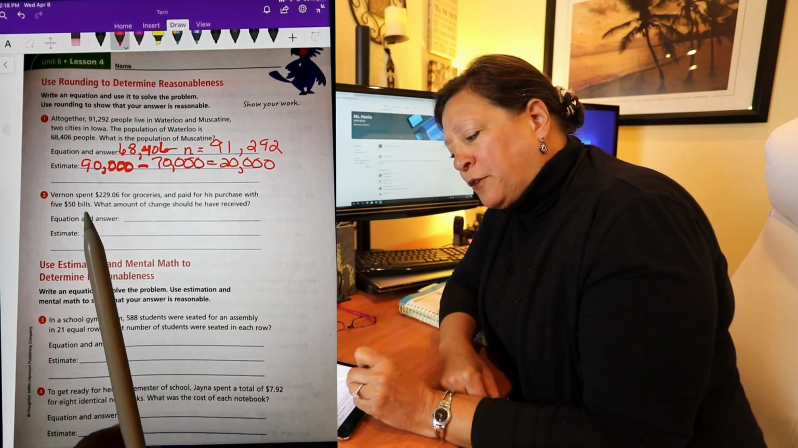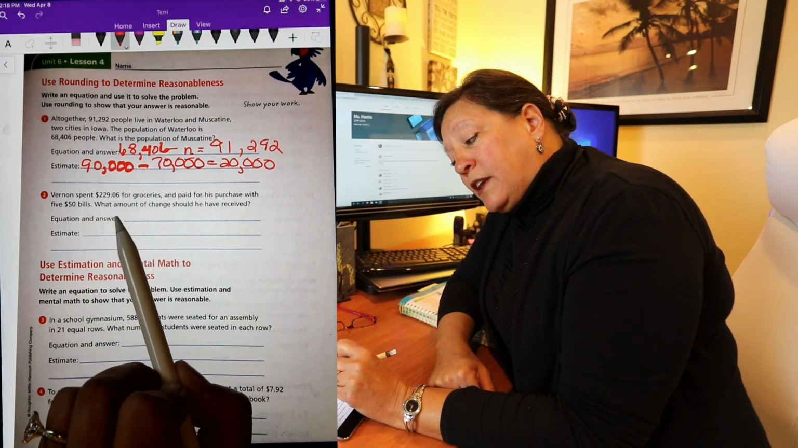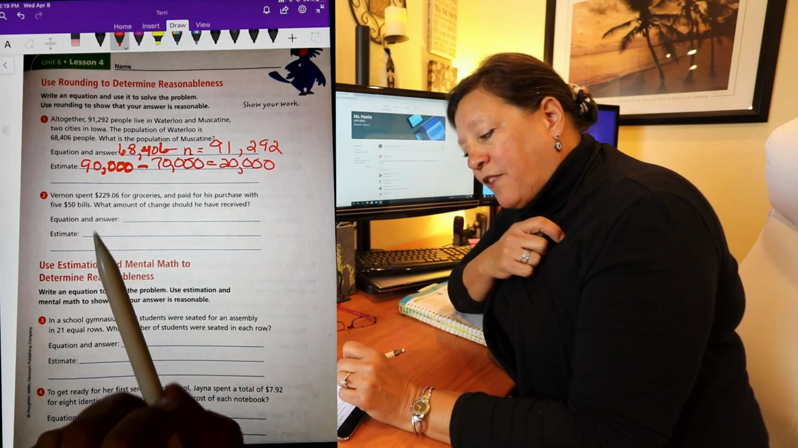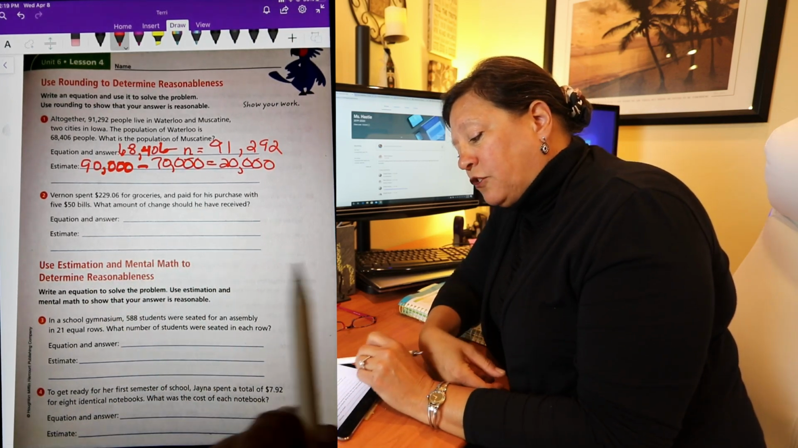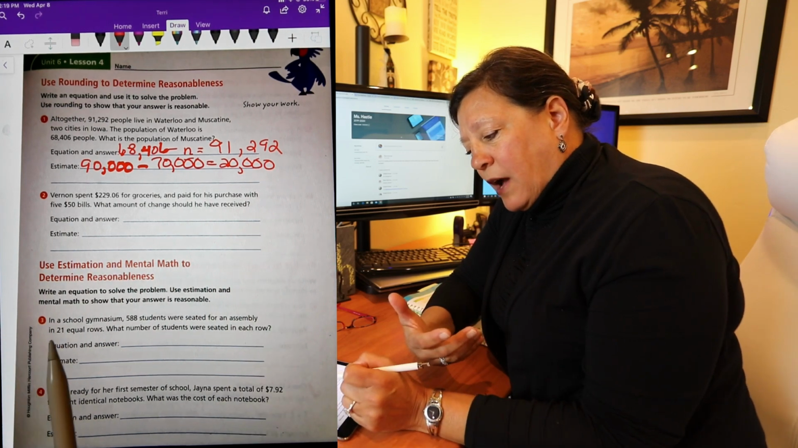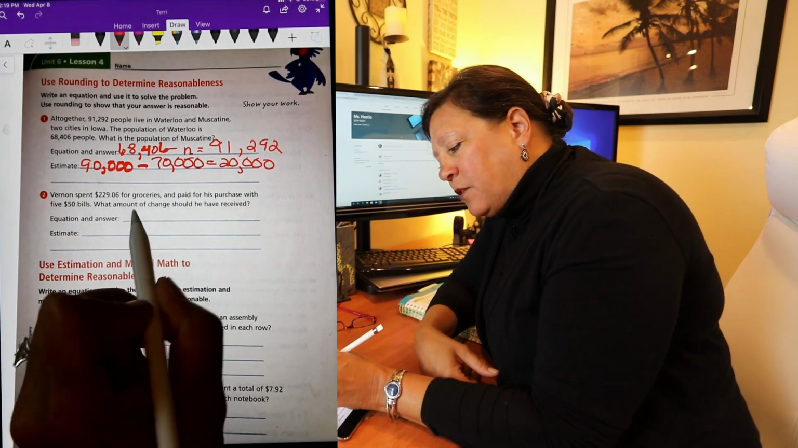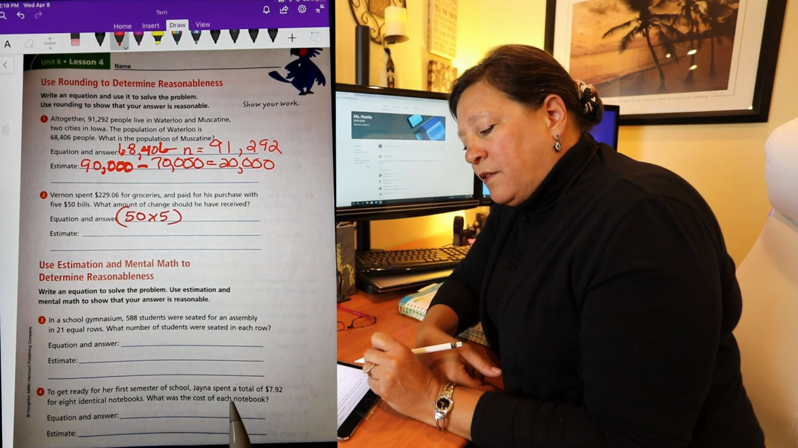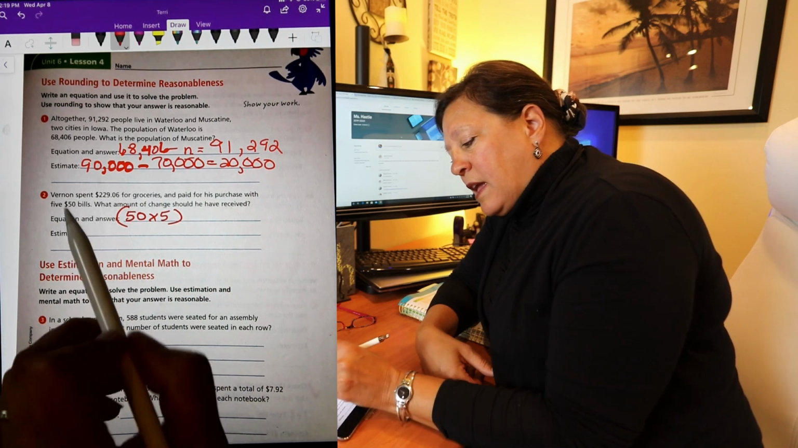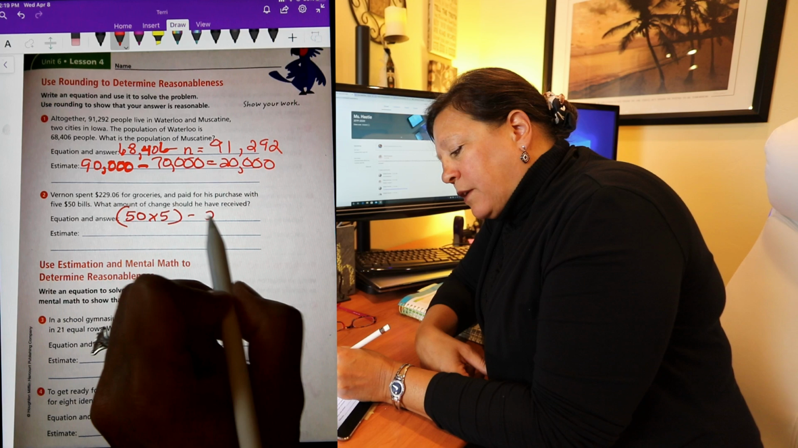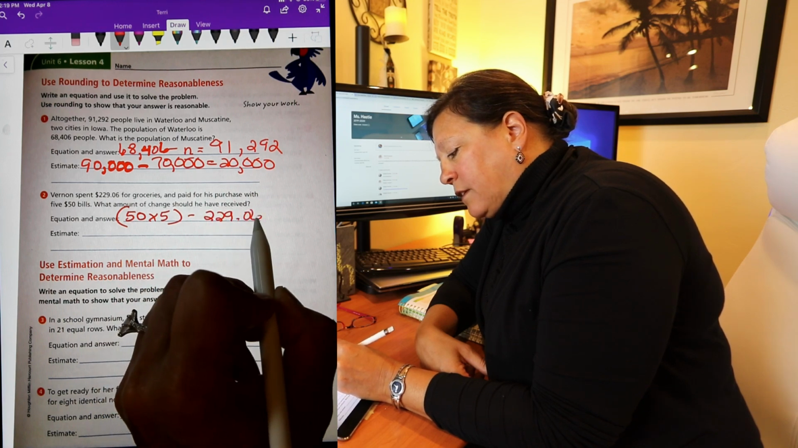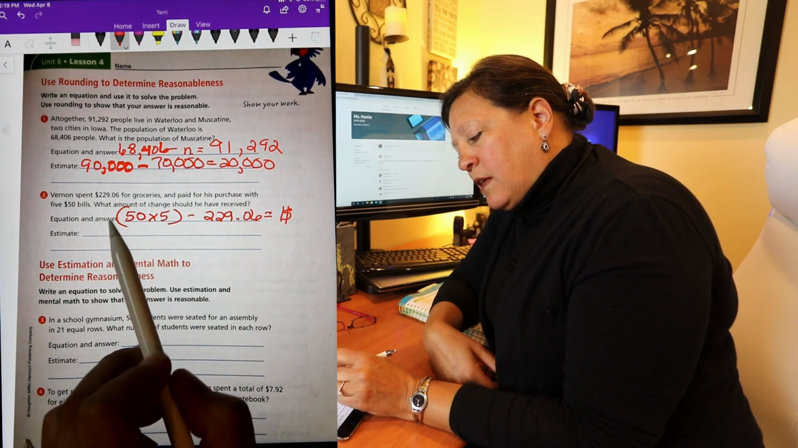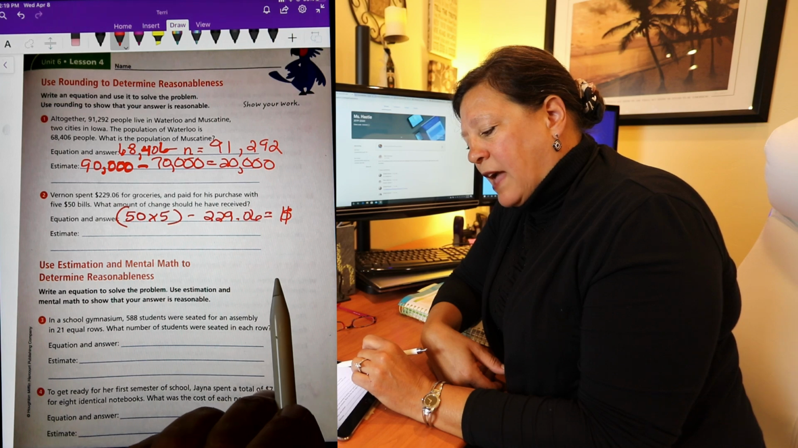Number 2: Vernon spent $229.06 for groceries and paid for his purchase with 5 $50 bills. What amount of change should he have received? Well, we have to figure out how much he started with in the first place. There are $50 bills and there are 5 of them, so you need to multiply that first. And what he spent on groceries was $229.06. So you have to get that unknown amount to see how much change he should have gotten.